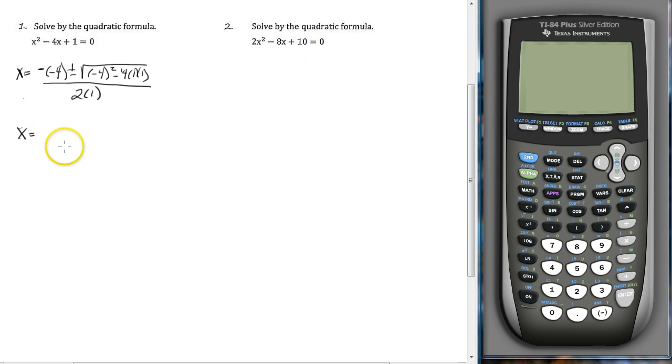Plug this in, we get x equals 4 plus minus, and when you work this out, you get 12 over 2. So x equals 4 plus minus, break down 12, becomes 2 radical 3, divided by 2. Remember, we can only do the outside like this, never into the radical of the regular number. So 4 divided by 2 is 2, so it's 2 plus minus radical 3.